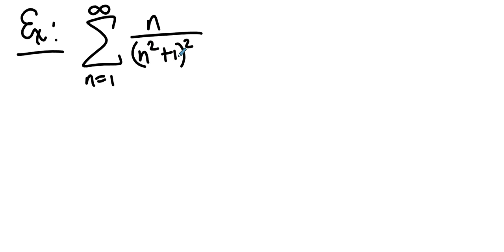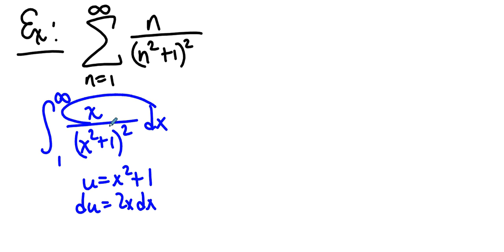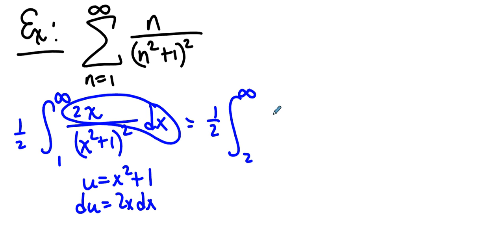Well, to know if this series converges, we consider the integral from 1 to infinity of x over (x squared plus 1) squared dx. Well, how do we do that? Well, that's a u sub, because du is hanging out up here, right? And so this turns out to be 1/2 the integral from 2 to infinity of u to the negative 2 du. And I don't have to do that for you.